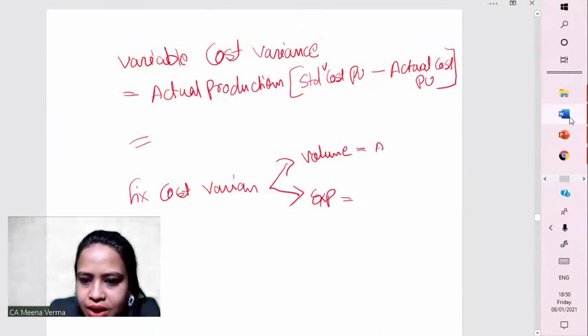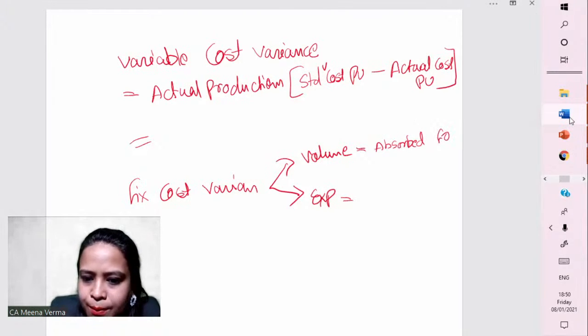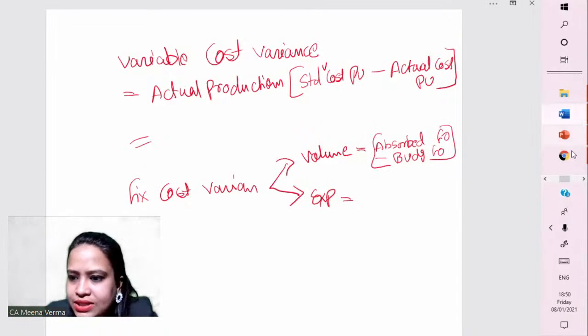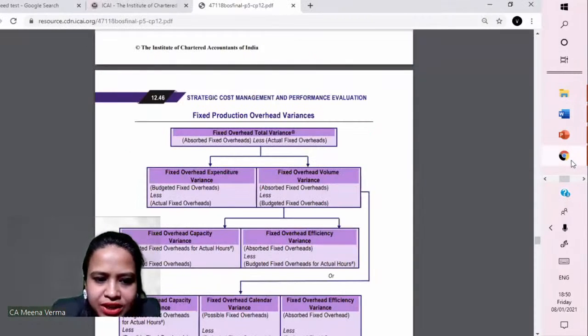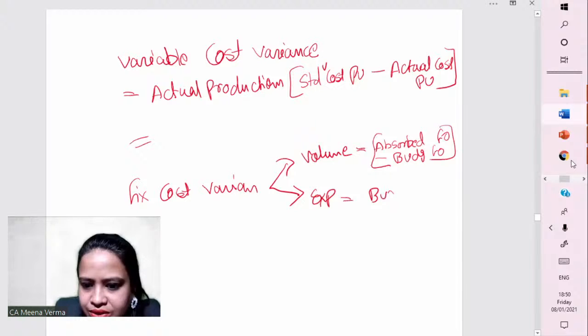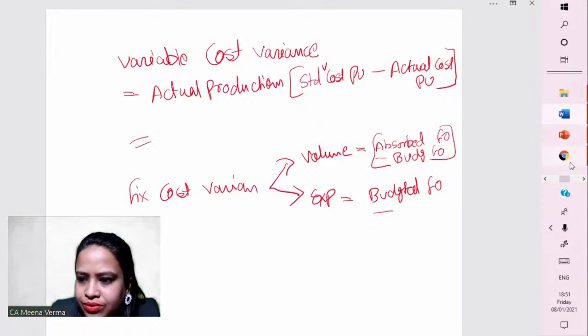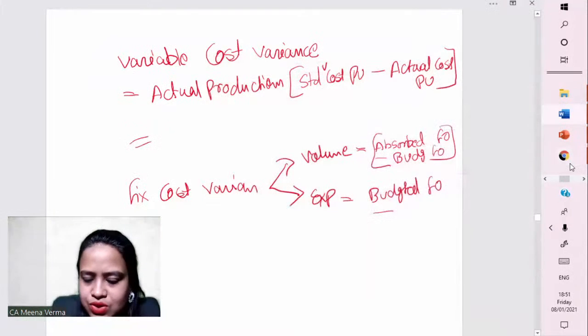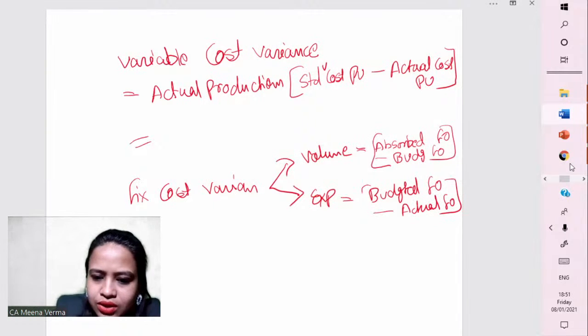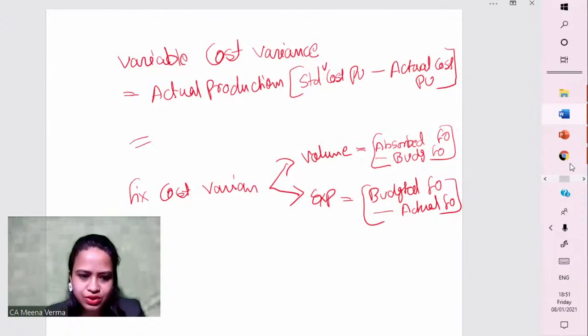Absorbed fixed overhead minus budgeted fixed overhead, these two values. Next, expenditure variance: budgeted fixed overhead less actual fixed overhead. Budgeted fixed overhead minus actual fixed overhead.